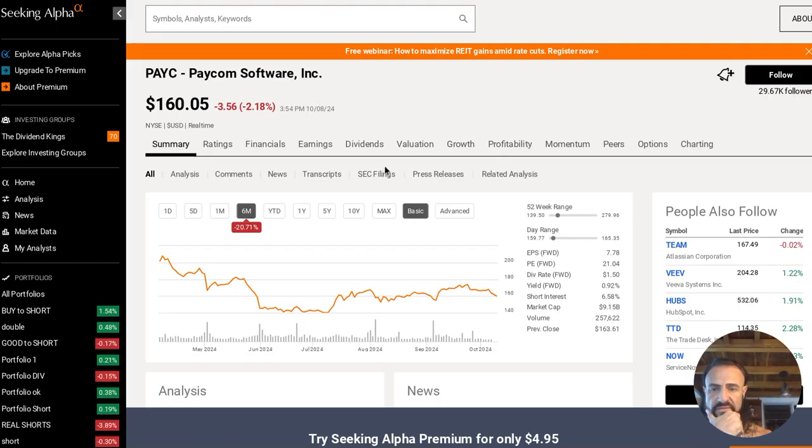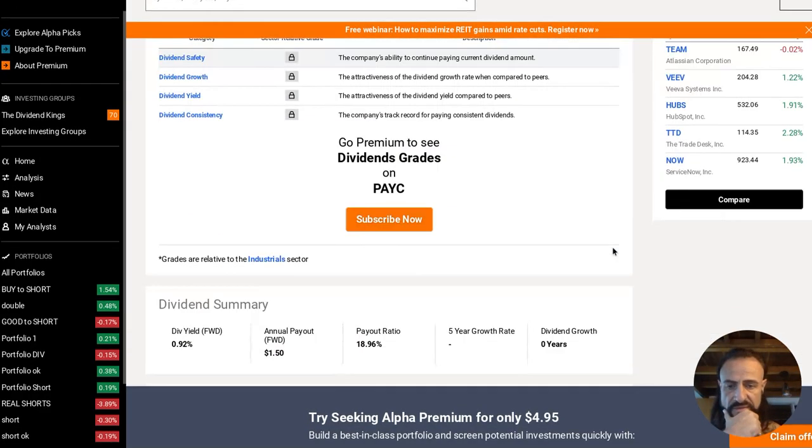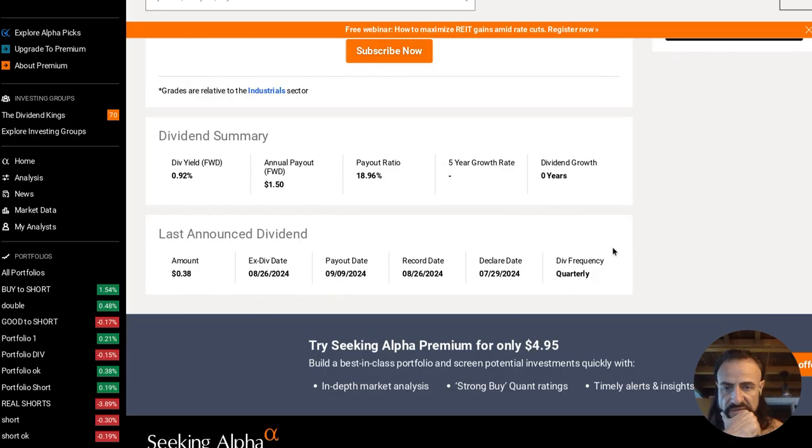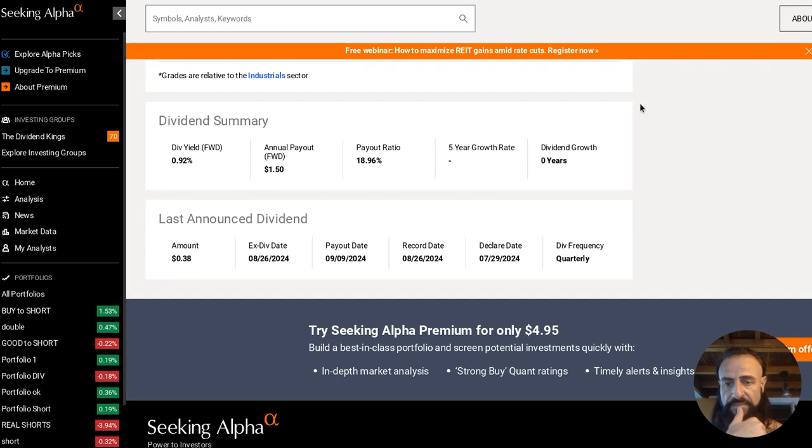Let's look on Seeking Alpha, the dividends. The dividends here, it's got about a 19% payout ratio, which is good. About 1% dividend. It's not very much. If you're looking for a dividend stock, that's not for you. I mean, you can make more dividend buying the S&P 500 that pays a 1.5.